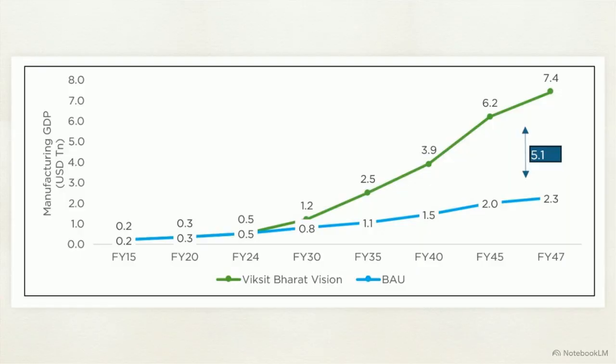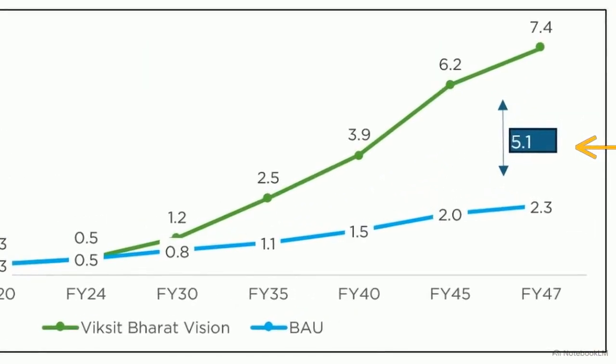This chart tracks projected manufacturing GDP. The top line represents the target vision, culminating at $7.4 trillion. The distance between that goal and the current trajectory leaves a mathematical deficit of $5.1 trillion.